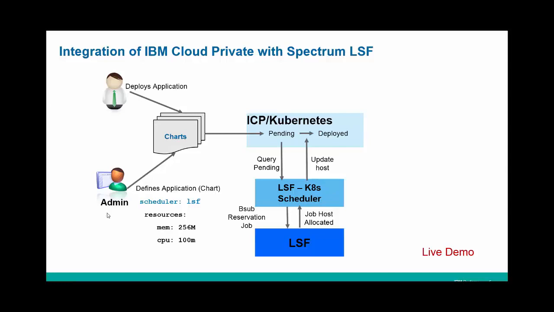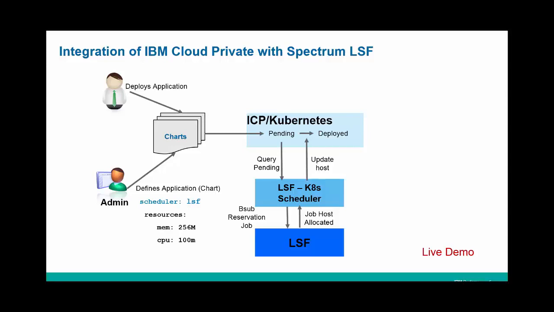As an administrator for IBM Cloud Private, I've created some charts where I've specified the scheduler name as LSF. Those charts are available for end users to take and deploy. So as an end user, I would come into my IBM Cloud Private GUI, pick a chart and deploy it. Or of course I could use the CLI.